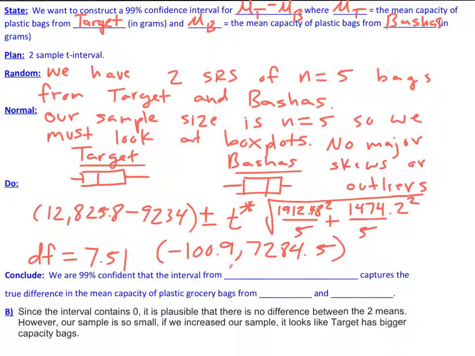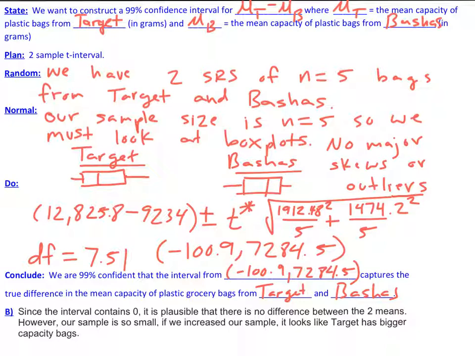And there's your interval. And we are 99% confident that interval captures the true mean difference in the capacity of plastic grocery bags from Target and Bosch's. Does it give convincing evidence that Target is stronger? No, it doesn't. It looks like from the samples that Target is.